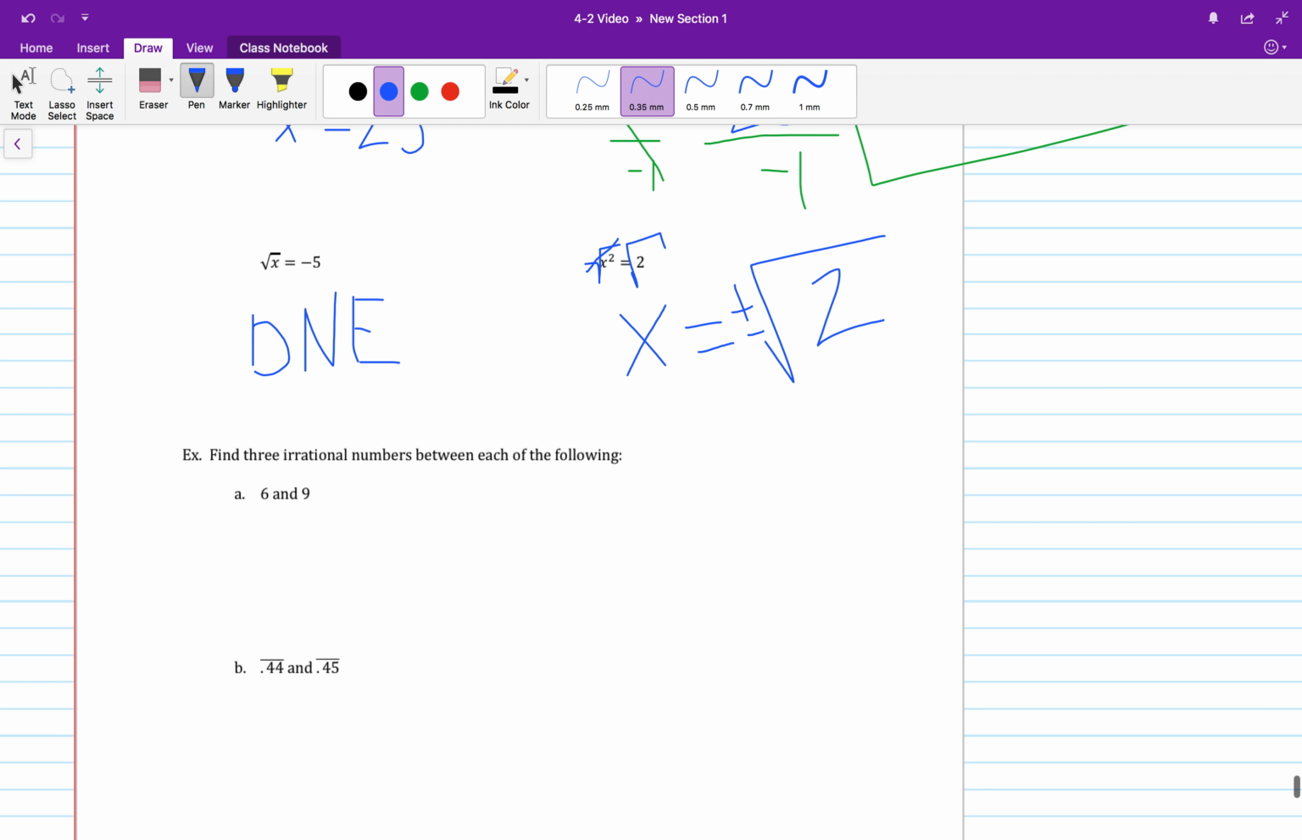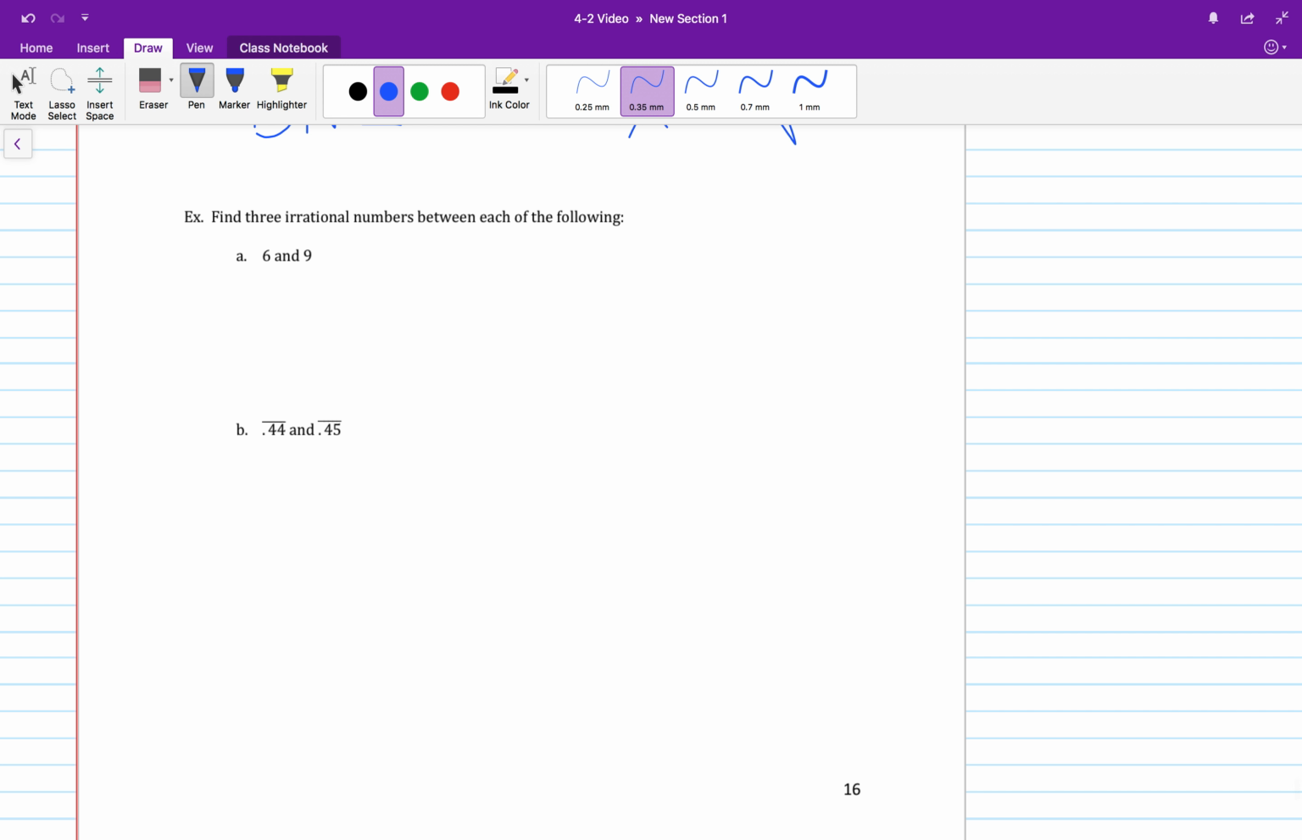A few more problems about these irrational numbers. These last two don't have anything to do with square roots, but they do talk about irrational numbers in general. Remember, square roots are irrational numbers. So I have to come up with irrational numbers between 6 and 9. There are a couple ways to do it. This first one is to think about these square roots again. So 6 is the same thing as the square root of 36. And 9 is the same thing as the square root of 81. So just come up with any square roots between these two numbers.